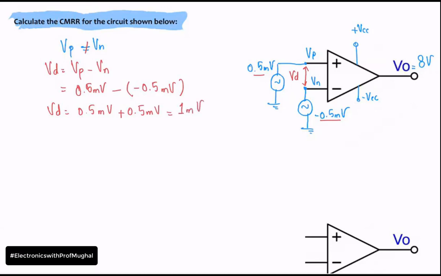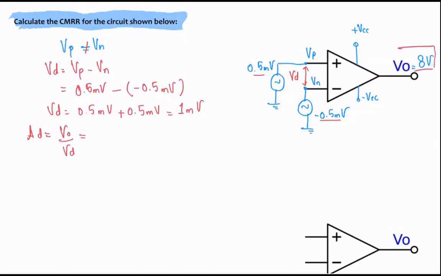We know the equation for differential gain is Ad equals V naught over Vd. V naught is 8 volts here, correct? So if I put 8 volts here, and Vd is 1 millivolt, which I get from here, volts and volts will cancel out, and this would give me a gain of 8,000, correct? And we will box it so we can use this later on.